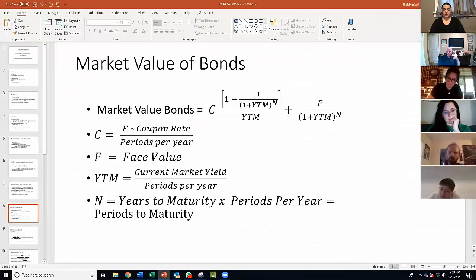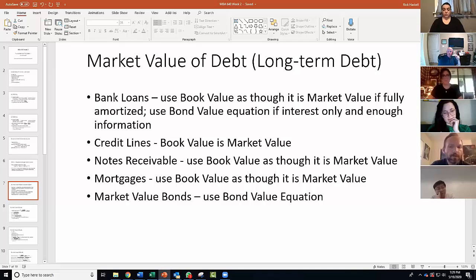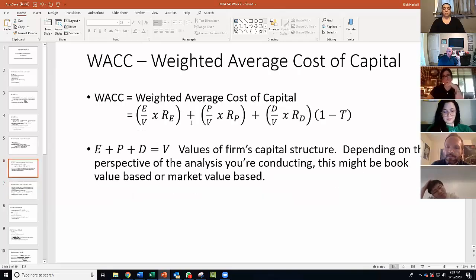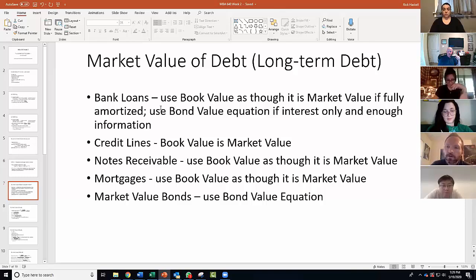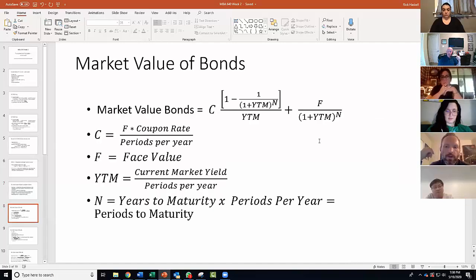So let's look at the equation for the market value of a bond. Let me back up just a second. When I look for this variable D in my equation, I'm looking for the market value of debt. I'm going to find it by taking the book value of some of my debts as though they were market value, but I'm going to have to calculate the market value of a bond, because I have an equation that will do that. I don't have to worry or wonder about it as long as I calculate it properly. And here is that equation.